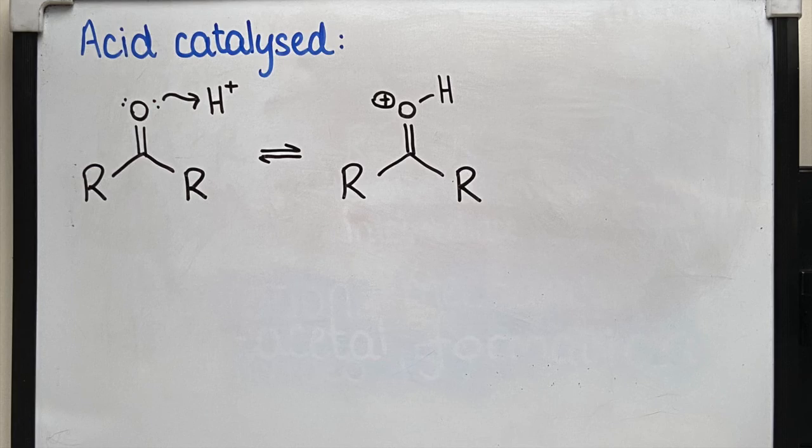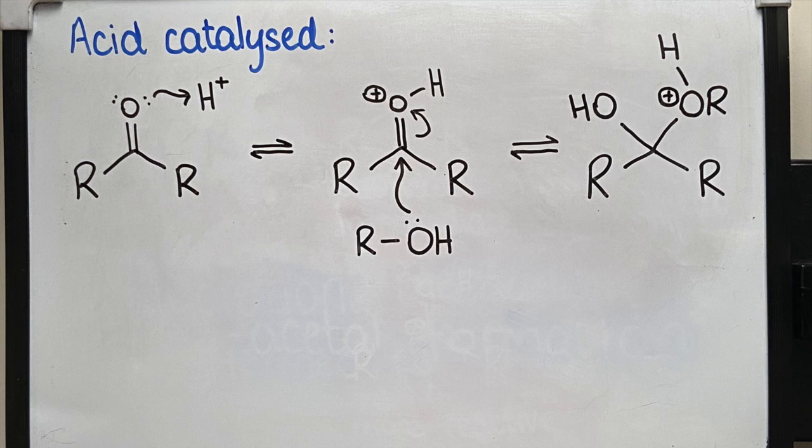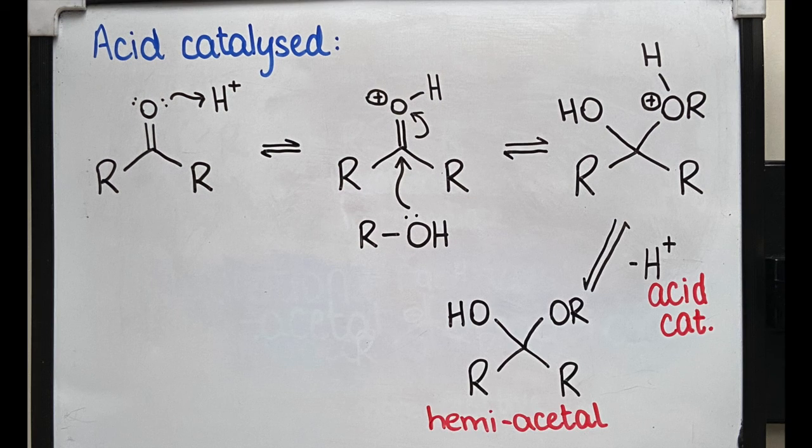The acid-catalyzed mechanistic pathway is drawn here, where the proton from the acid reacts with a lone pair from the oxygen of the carbonyl group. Remember, this makes the electrophilic carbonyl species more reactive because of the resonance form observed. Following addition of the alcohol, a proton is lost to regenerate the acid catalyst, and the hemiacetal product is formed. All steps in this reaction are reversible.